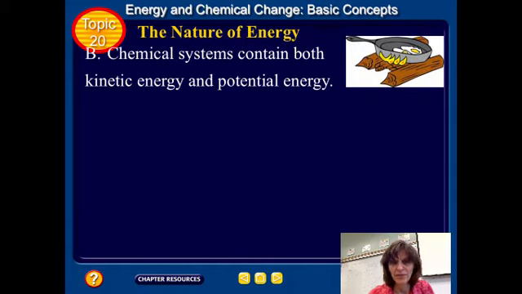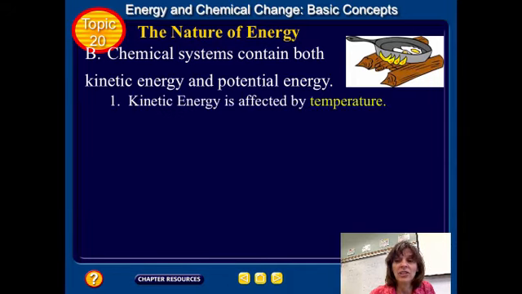Now in chemistry, we think about both kinetic and potential energy, but it's a little bit more challenging to tease out what's what because you're talking about atoms and molecules and bonds. So the kinetic energy is just related to the temperature. As we've talked about in the kinetic molecular theory unit, as temperature goes up, the particles get more kinetic energy.